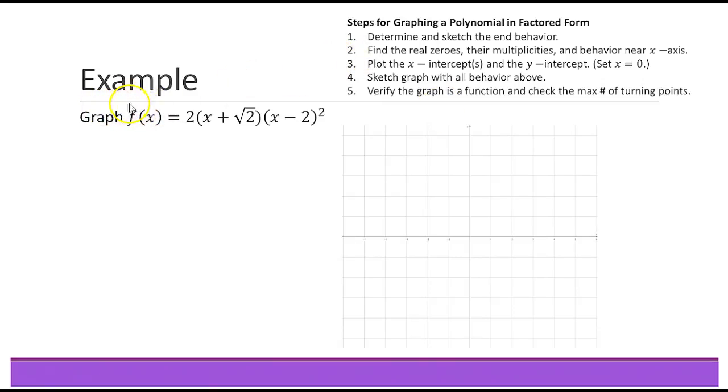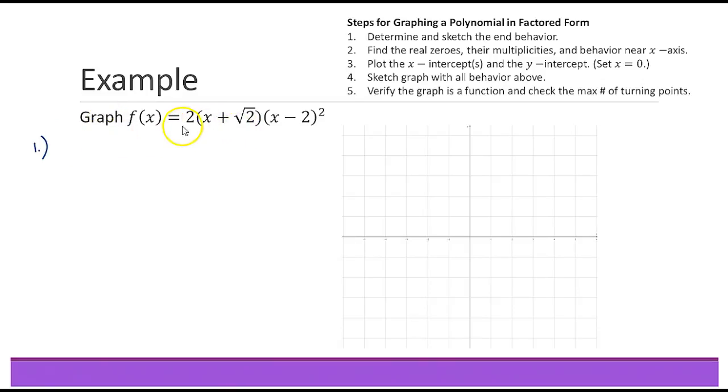All right, let's put all of this together in an example. So we want to graph f of x equals 2 times the quantity x plus radical 2 times the quantity x minus 2 squared. Now here are the steps for graphing a polynomial function provided we are in factored form, which this is completely factored. We want to determine and sketch the end behavior. So here, we'll just call it step 1 to match the steps here.